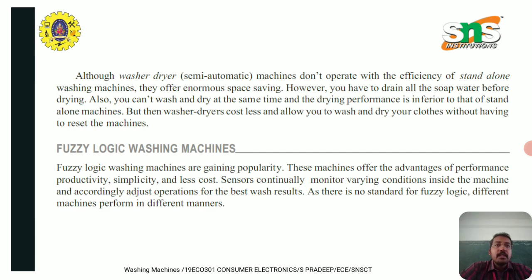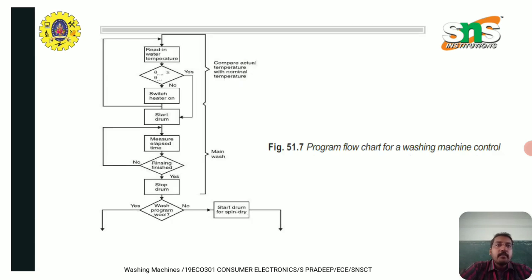Fuzzy logic washing machines. Fuzzy logic washing machines are gaining popularity. These machines offer the advantages of performance, productivity, simplicity, and less cost. Sensors continuously monitor varying conditions inside the machine and accordingly adjust operation for the best wash results. As there is no standard for fuzzy logic units, different washing machines perform in different manners. This flowchart shows the washing machine control.